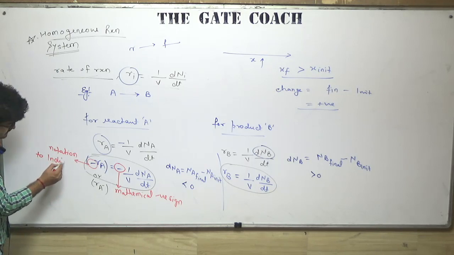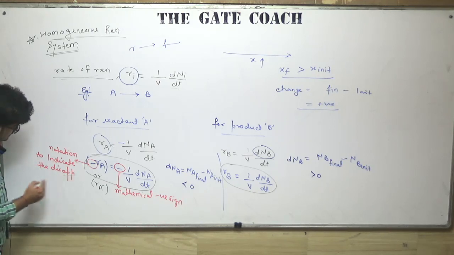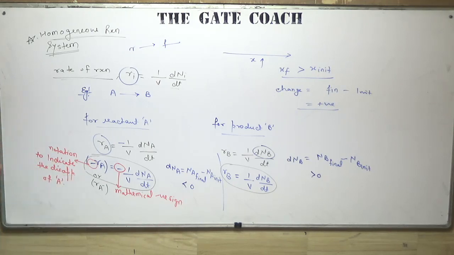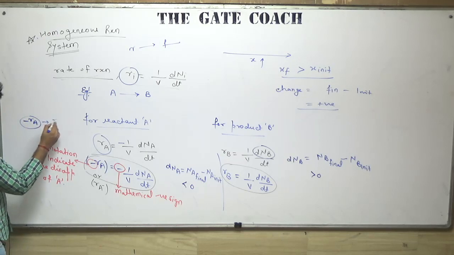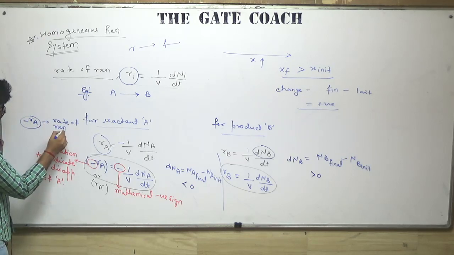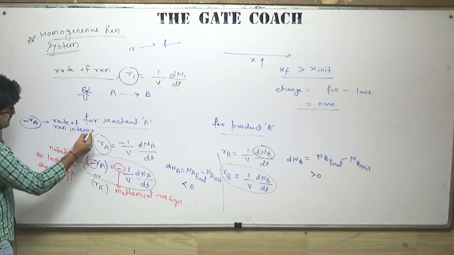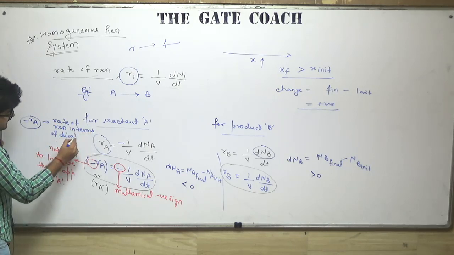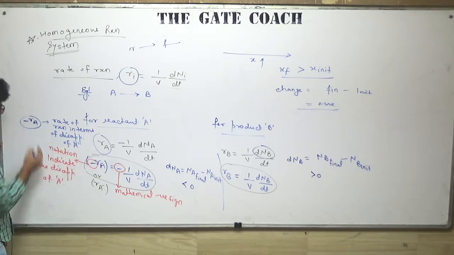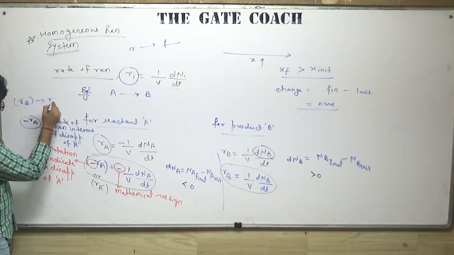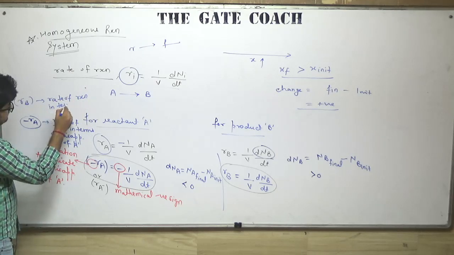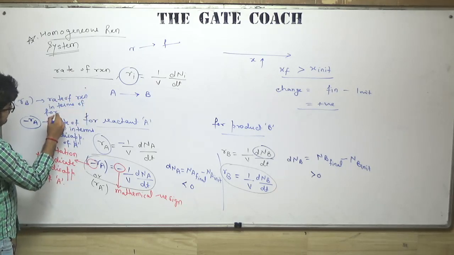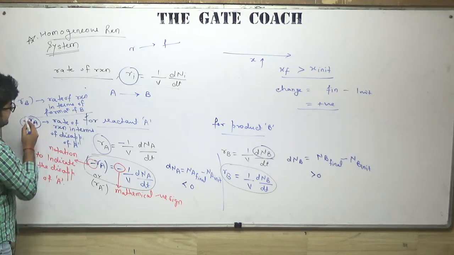to indicate the disappearance of A. So if someone asks you, we will say minus Ra means rate of reaction in terms of disappearance of A. Rb means rate of reaction in terms of formation of B.